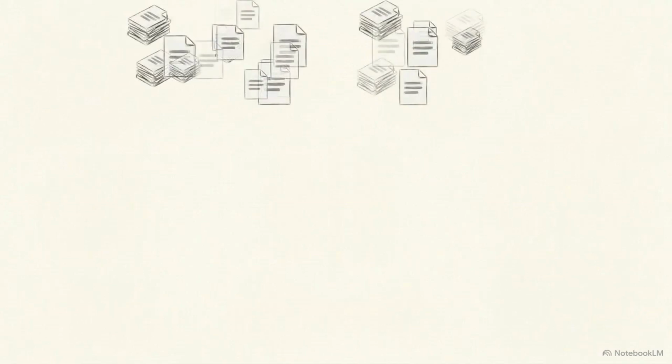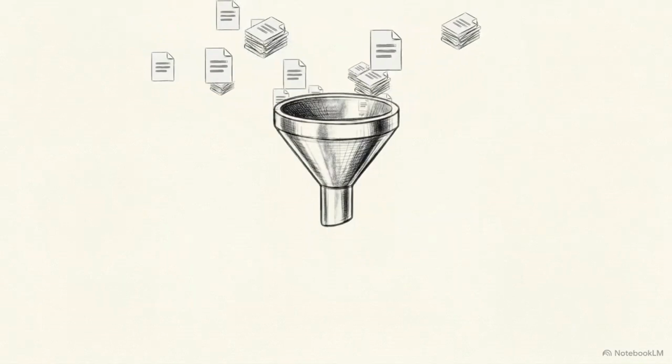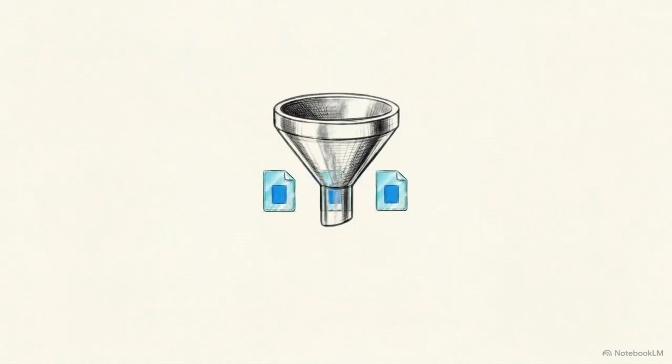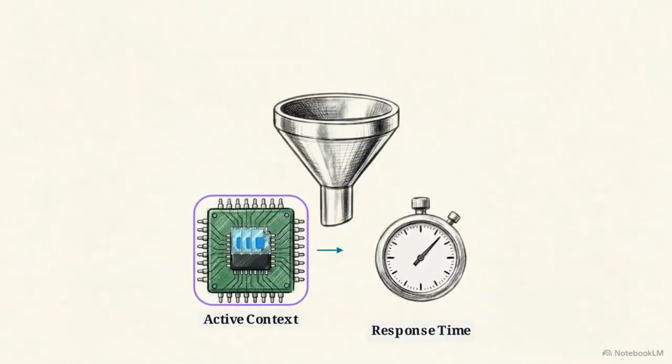This animation illustrates the mechanical advantage. When the AI filters your massive dataset down to a single selected group, chat response times drop significantly because the system has far fewer sources to load into its active context window.